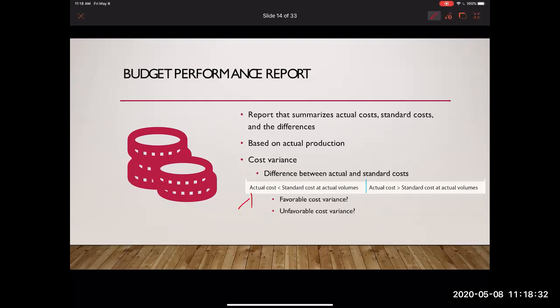Now in this one, when actual cost is greater than standard cost, that would be considered an unfavorable variance, meaning you spent more than what you budgeted for. And that will be, again, considered an unfavorable variance.